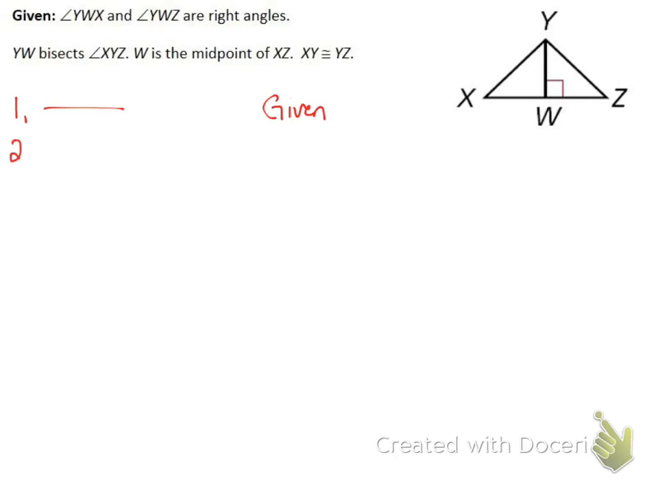My second step: I'm going to go through each of my written given statements and write what I know. Right here it says that angles YWX and YWZ are both right angles. So if they're both right angles, I know that they're equal to each other. So I know that angle YWX is equal to angle YWZ. And this is by the definition of right angles, or right angles equal 90 degrees.